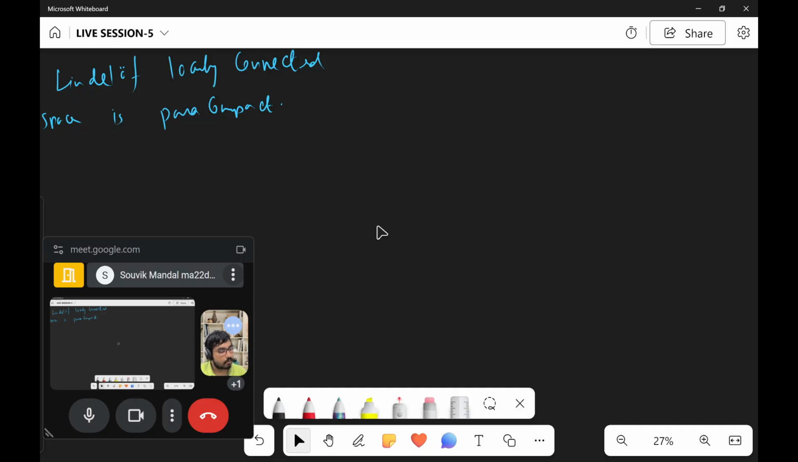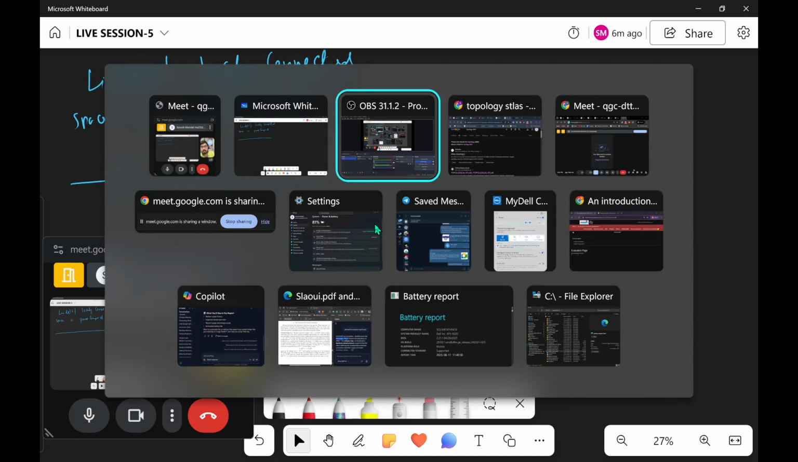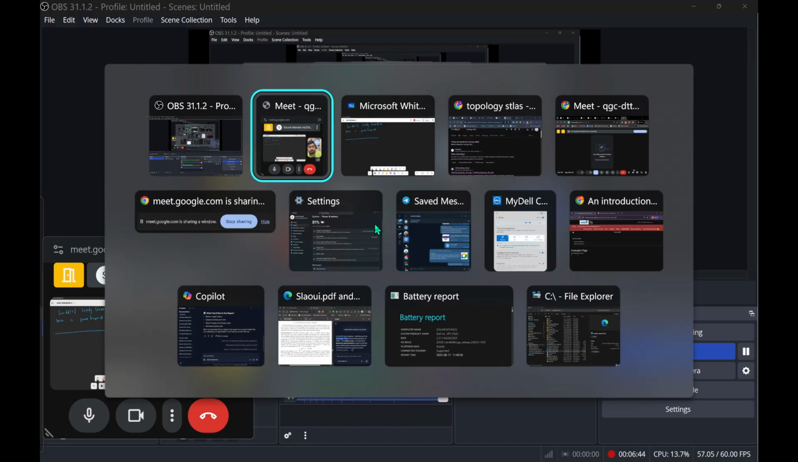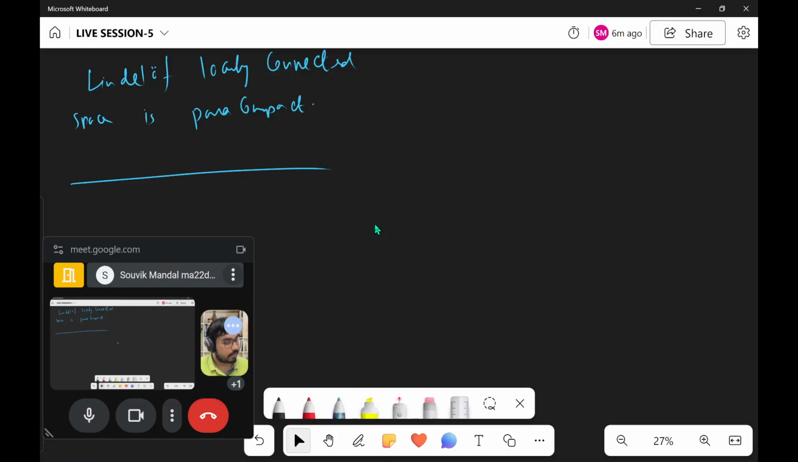So assignment 4 is nothing but as follows. Now let's do assignment 4. If you have any question from assignment 3, please unmute and let me know. Else, let's start with assignment 4.